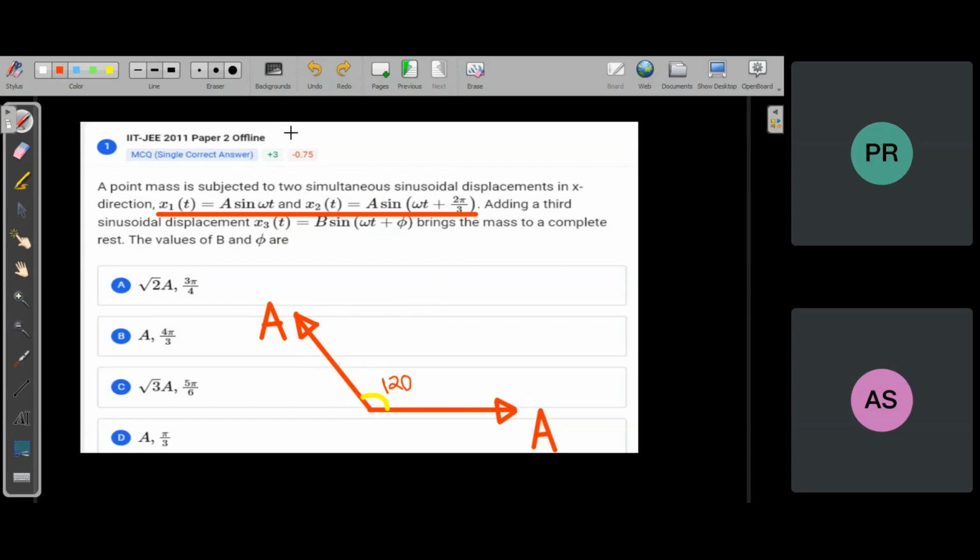Superposition means that suppose on a particle a single restoring force is acting, so it will do a SHM. But if two restoring forces are acting, then the resulting motion will actually be a superposition of these two. Means we can say that this is the resultant of these two.